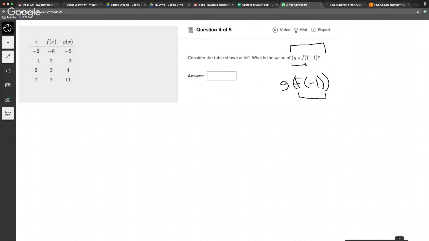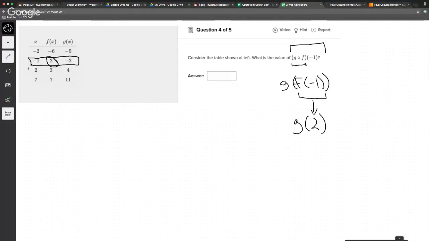Well, so let's first find where x is -1. It's right up here. And I'm going to just kind of box this one off. What is f when x equals -1? It's right here. There's our f column, right? So this is 2. So now we've figured out that f of -1 is 2. Okay, we go inside out. Now we need to evaluate g of 2, because that's what f of -1 goes to.